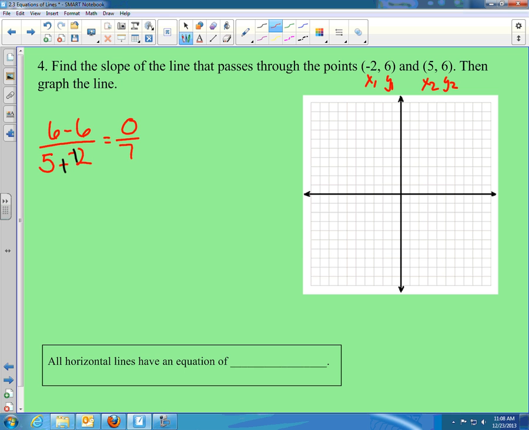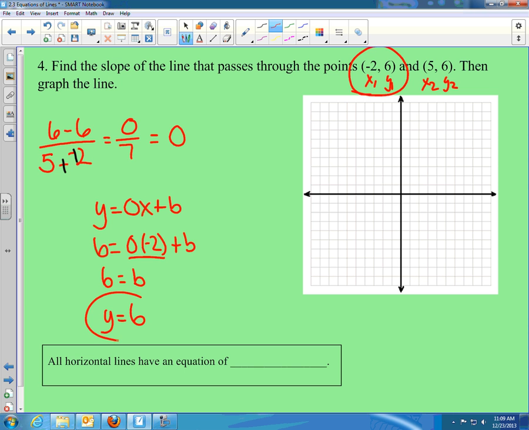0 is on top. Remember, if we have 0 on top, this turns into a 0 slope. All right? 0 on top is a 0 slope. So if we plug that into our equation, y equals 0x plus b, let's just plug in our first ordered pair, x1, y1. So we get 6 equals 0 times negative 2 plus b. This part's going to turn into 0, so 6 is our b. So our equation is actually going to be y equals 6.